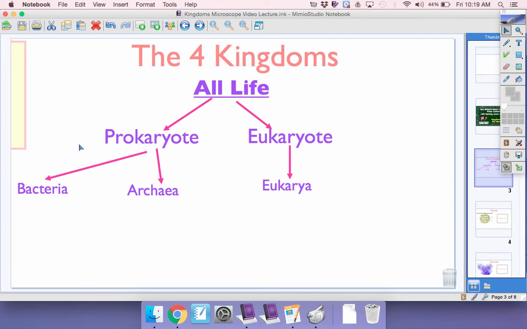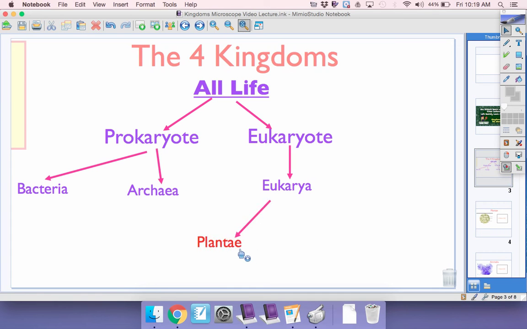Okay, everything that's here is stuff we've learned so far. All living things get broken down into two cell types, prokaryotic cells and eukaryotic cells. Prokaryotes then get split into two domains, bacteria and archaea, and eukaryotes stay as one domain, Eukarya. Eukarya then gets split into four different kingdoms.